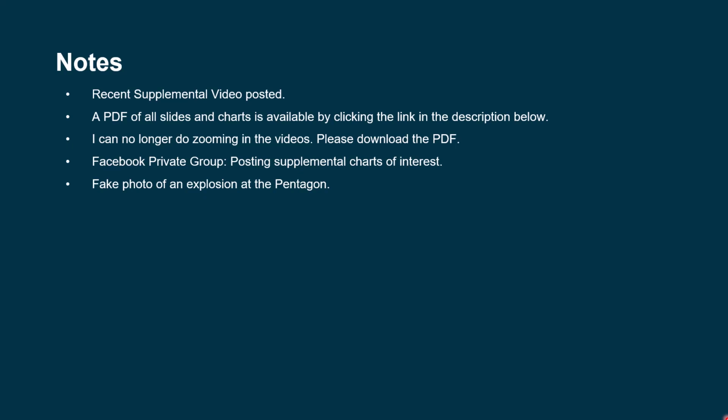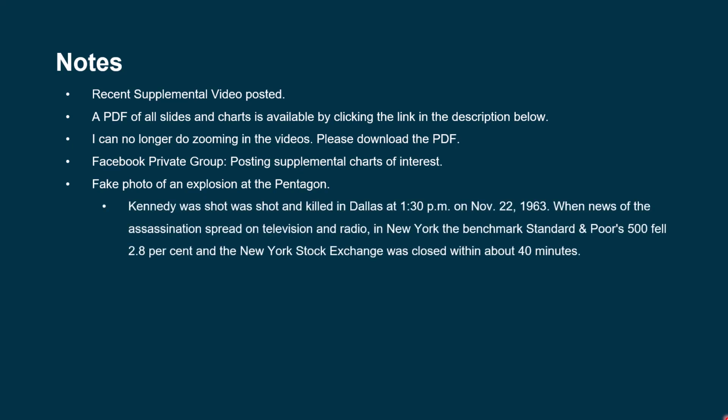These kinds of things can hit the market a lot. For example, when Kennedy was shot back in 1963, he was shot at 1:30 p.m. on November 22nd. When the news started to go on television and radio, the S&P ended up dropping 2.8%, and within 40 minutes, they ended up closing the exchange. This is before we had Twitter, Facebook, Telegram, Instagram, all the other social media platforms. So when something like this happens, things can really go down quickly. But when it was discovered that this was a fake, the market quickly went right back up. Now, we ended up falling later on anyway, but that was more for other reasons.